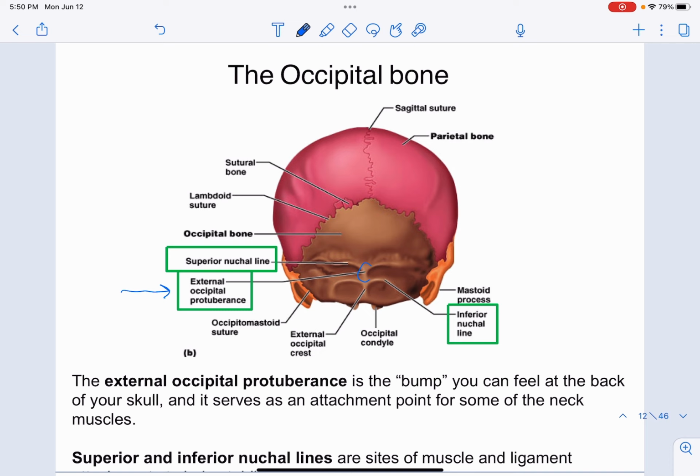The two features that I'm not 100% sure that we'll be able to find, I know MiraCosta has real skulls, whereas at Palomar we mostly have fake plastic ones, and it makes finding these lines a little bit harder.